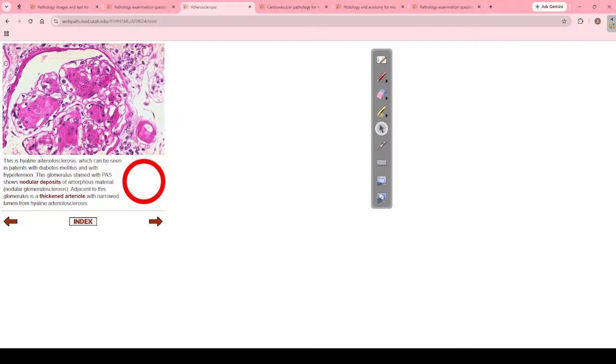It is showing hyaline arteriolosclerosis, which can be seen in this glomerulus, which is stained with periodic acid-Schiff. It shows nodularities, for example here, and you can also see a thickened arteriole. It is generally seen in patients with diabetes mellitus and hypertension.